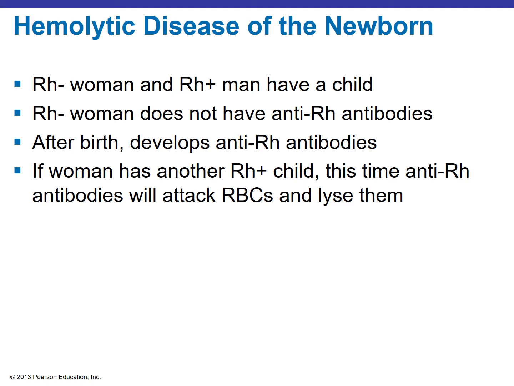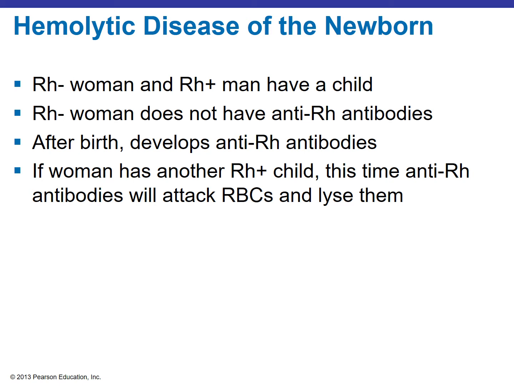Hemolytic disease of the newborn is also a type 2 cytotoxic reaction. This has to do with the Rh blood group system. So this is another surface antigen that is on the surface of the red blood cells. We have this in common with the rhesus monkey, so that's where the Rh is coming from, rhesus. So this is the Rh factor. 85% of people are Rh positive and 15% are Rh negative.